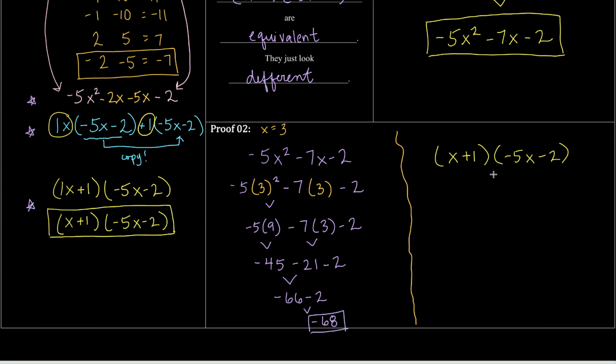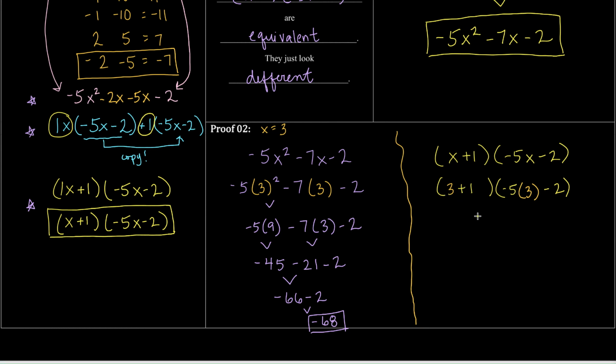And we should get the same thing over here. So I'm going to set it up like this. And for x, I'm going to put 3. I don't need parentheses here, just make it look confusing. So 3 plus 1. And we get negative 5 times 3 minus 2. So order of operations, we do everything inside parentheses.